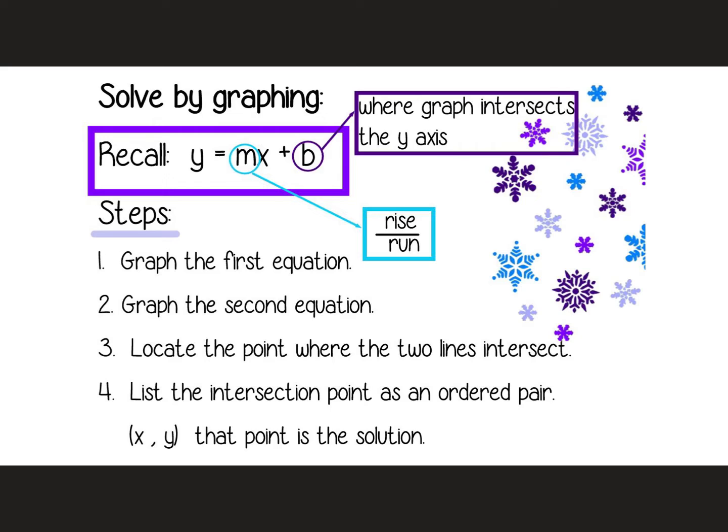So first of all, what's a system? A system is when you have more than one linear equation. That's what we're looking at right now, linear systems. So we're going to graph two lines. Graph the first one, then we're going to graph the second one. Then you're going to find where the two lines intersect, and then you state your answer as an ordered pair, and that ordered pair would be your answer.